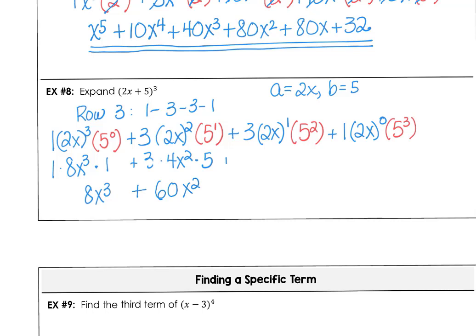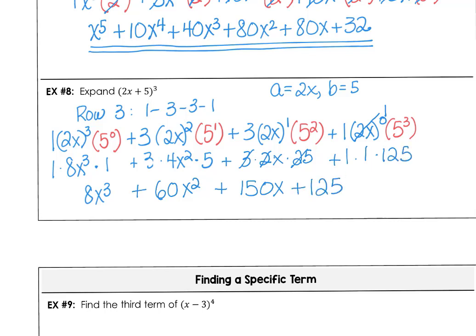And then for our third term, we got 3 times 2x to the first times 5, so that's 25. So 25 times 2, that's 50, and 50 times 3 is 150x. And then lastly, 2x to the 0 is just a 1, so we have a 1 times 125, or 125 to finish that off.